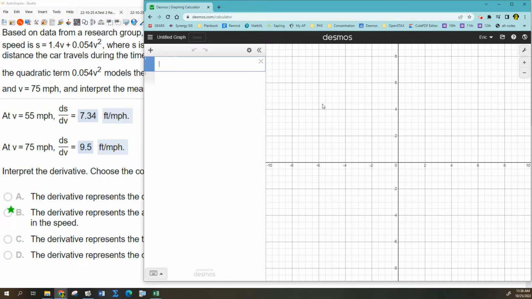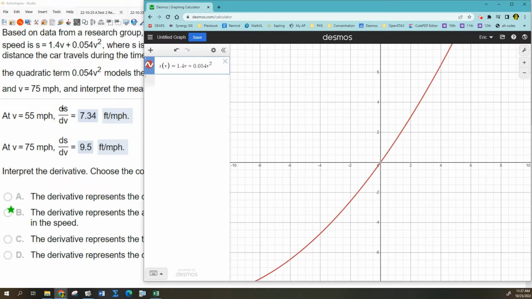So here we've got S of t equals, or S of V, sorry. S of V equals 1.4 V plus 0.054 V squared. Okay, so there's my graph. Now I could type in, I could graph the derivative function, but I'll show you, look what else I could do here. This is kind of cool.